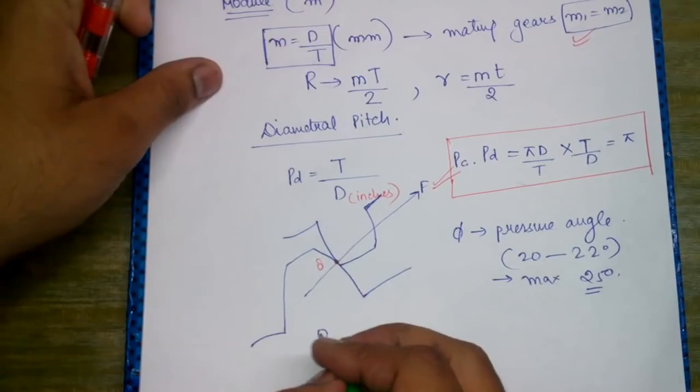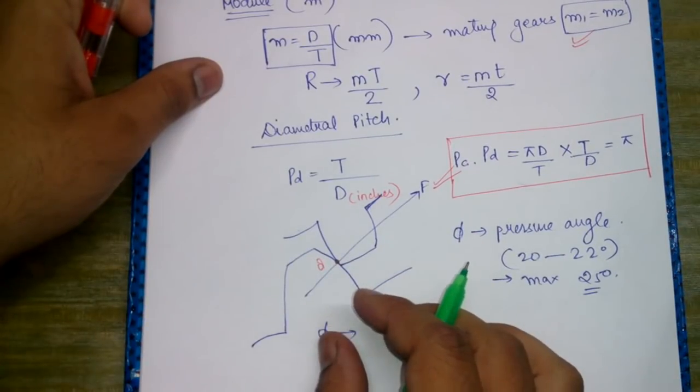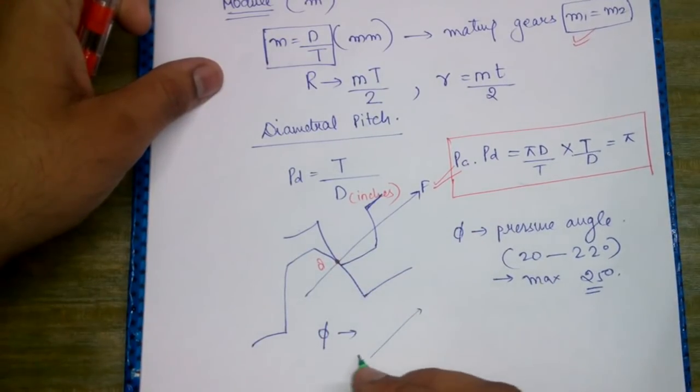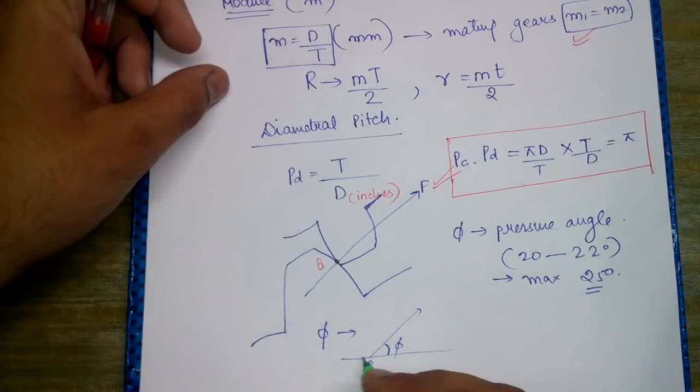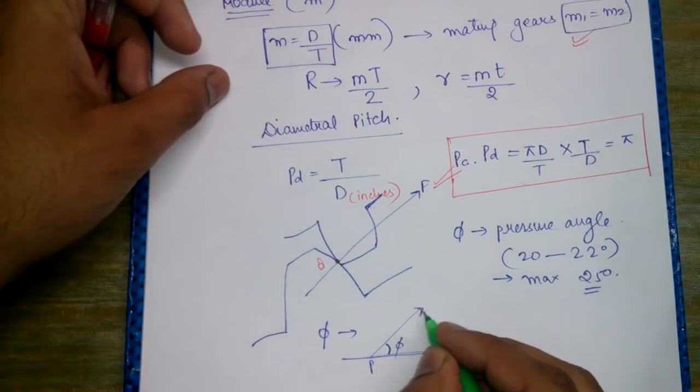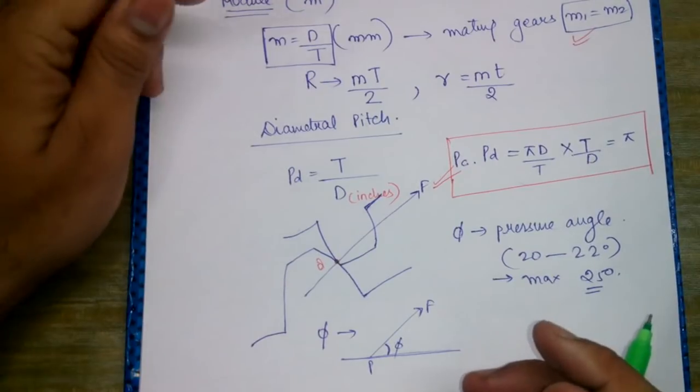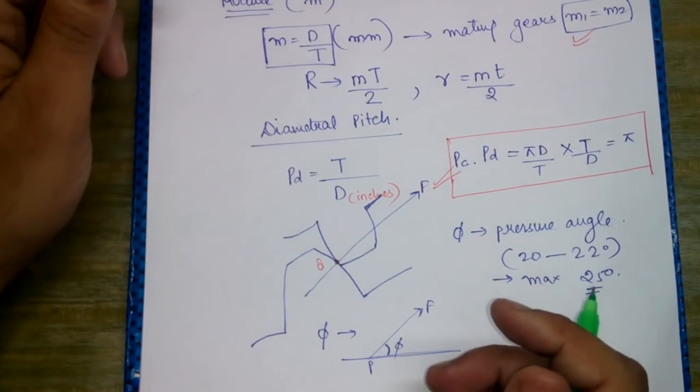And what was phi? Phi was actually the angle between the line of action and the common tangent at the pitch point. So the angle between the common tangent at the pitch point and the line of action would be called the pressure angle.